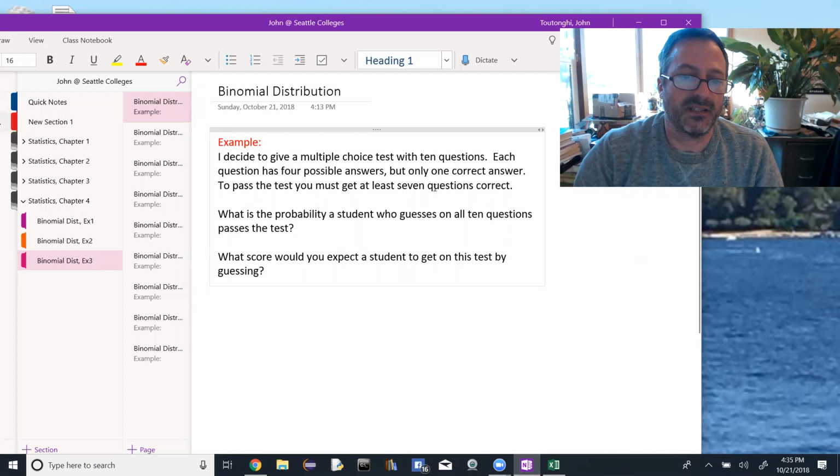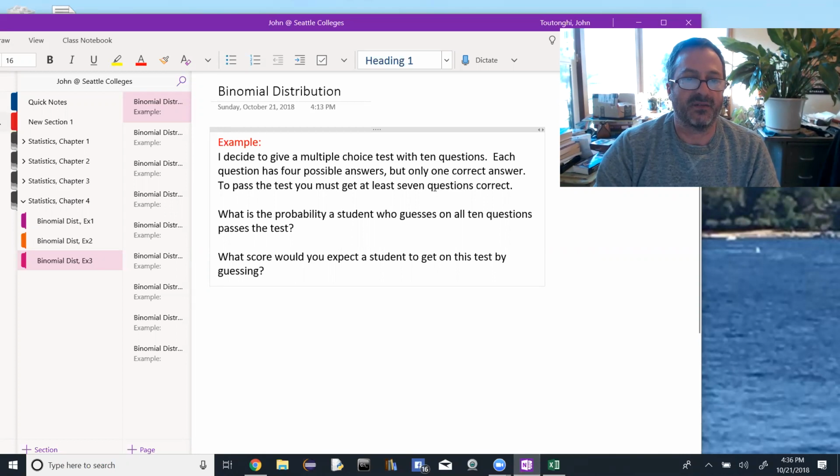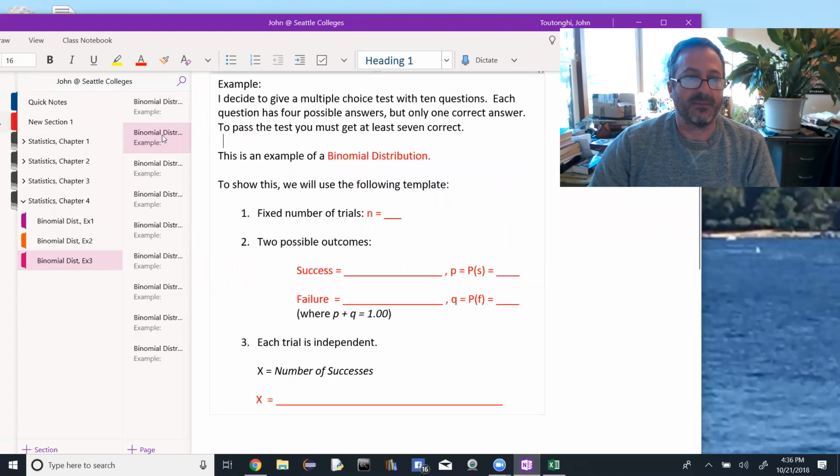What score would you expect a student to get on this test by guessing? So again, it doesn't say anywhere in the problem that it's a binomial distribution, but if we don't identify it as such, we won't be able to answer the problem. Because there are 10 questions, that's the fixed number of trials, and each trial has 2 possible outcomes. Either you're going to guess correctly or you're going to guess incorrectly. So that is what sets it up as a binomial distribution.